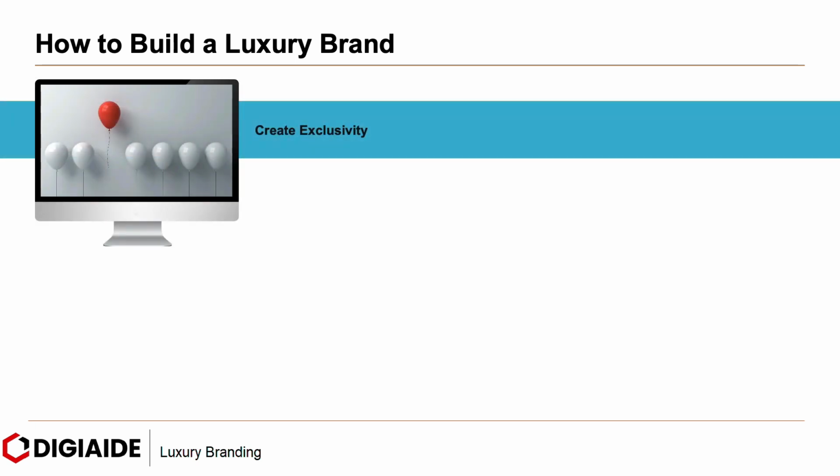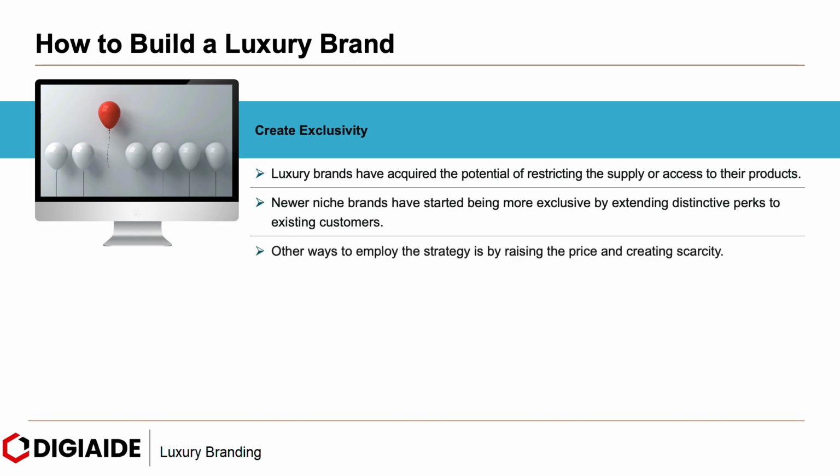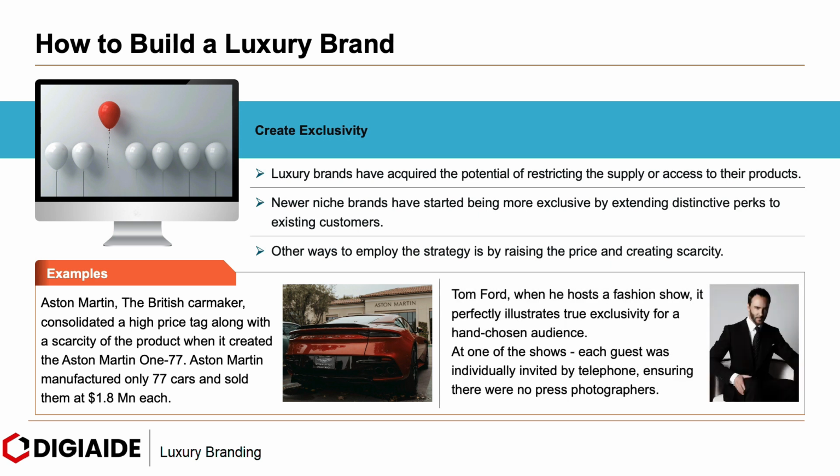Create exclusivity. Luxury brands have acquired the potential of restricting the supply or access to their products. Newer niche brands have started being more exclusive by extending distinctive perks to existing customers. Other ways to employ the strategy is by raising the price and creating scarcity. Example, Aston Martin. The British car maker consolidated a high price tag along with the scarcity of the product when it created the Aston Martin 177. Aston Martin manufactured only 77 cars and sold them at $1.8 million each.